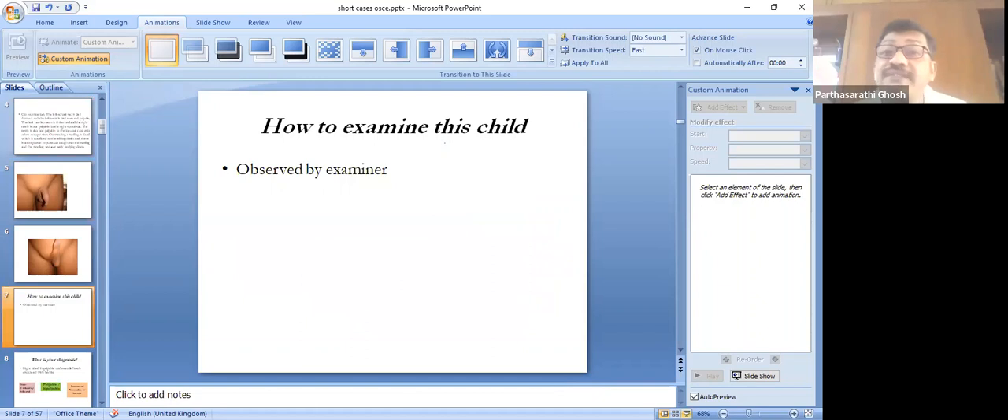Now how to examine this child? In an OSCE pattern of examination, sometimes the child is there, and your examiner can ask you to examine the child, and he or she will observe you, and there is a checklist by which you can get the points.